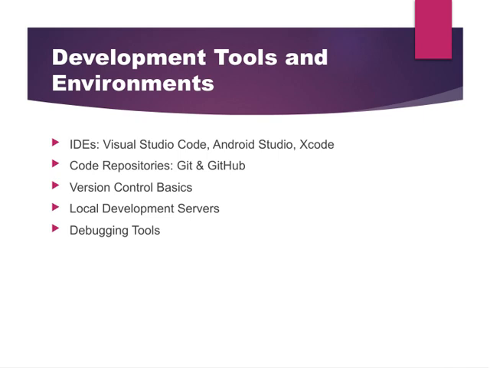These servers run our applications locally, so we can test and see how everything works before deploying it to a live environment. And finally, debugging tools are our troubleshooting allies. They help us identify and fix issues quickly, ensuring our applications run smoothly. All these tools and environments form the backbone of efficient, organized development, and connecting them to our overall theme, they empower us to build better, more reliable software faster.